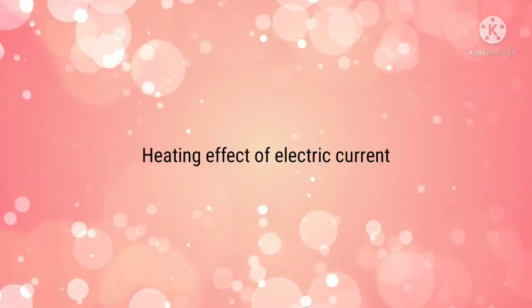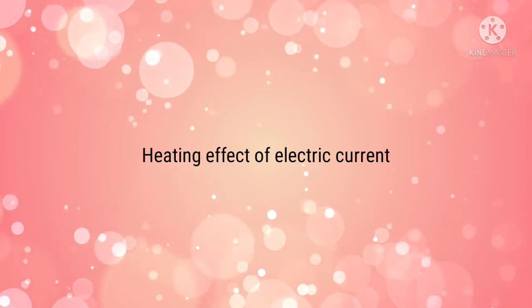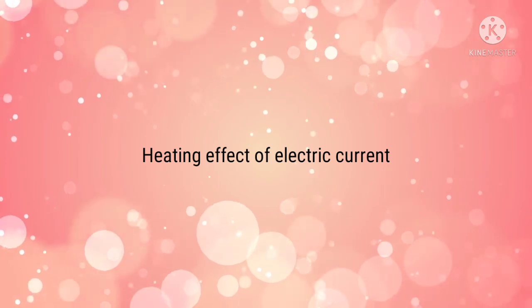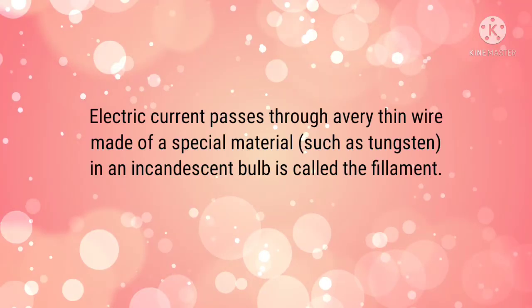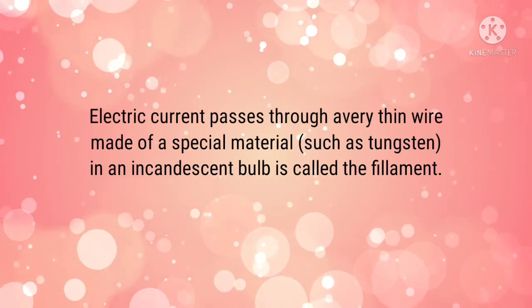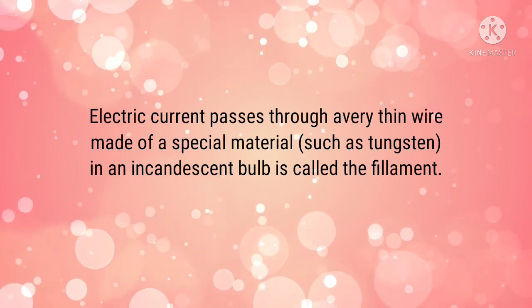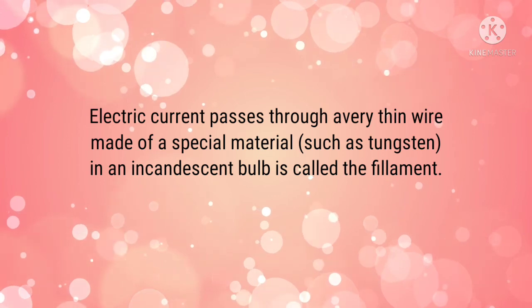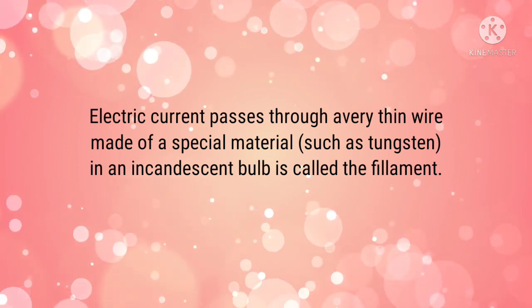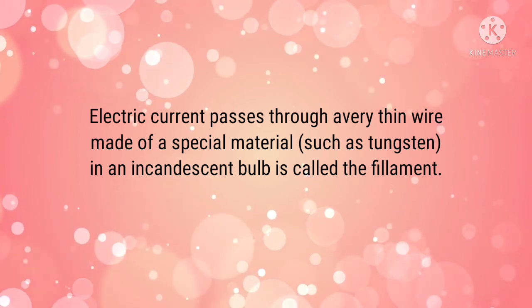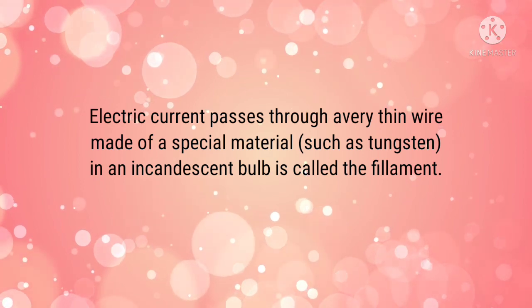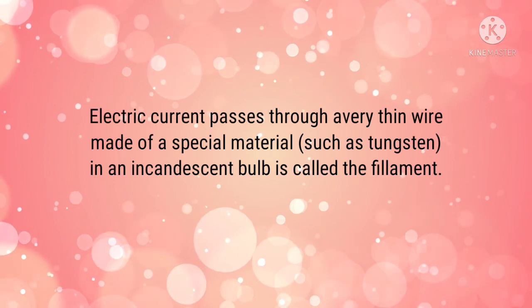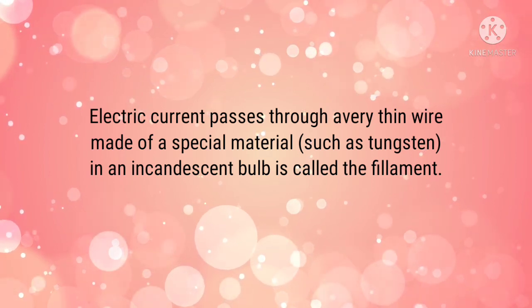Children, next we are going to learn about the heating effect of electric current. Listen, children, try touching a torch bulb that is lit and another that is not. Be careful when you touch the lit bulb. Do you feel it is hot to touch? In an incandescent bulb, electric current passes through a very thin wire made of a special material such as tungsten, called the filament. When the bulb is switched on, the filament gets heated. This is due to the heating effect of electric current.